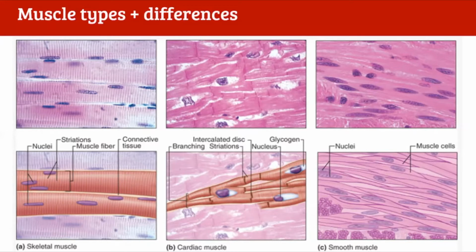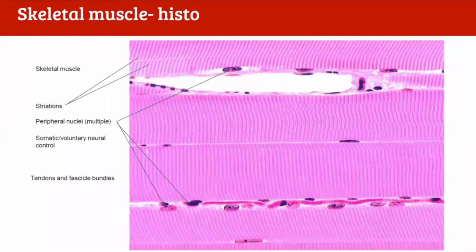Over the next couple of slides, I've got the same thing, histological images of skeletal, cardiac, and smooth muscle. You can see they're annotated as well. So pay attention to the fact that it's striated. You can see these stripes running throughout. There'll be like a fiber. There are multiple peripheral nuclei, found along the edges, right along here. Somatic control, tendons and fascicle bundles, like we've mentioned earlier.